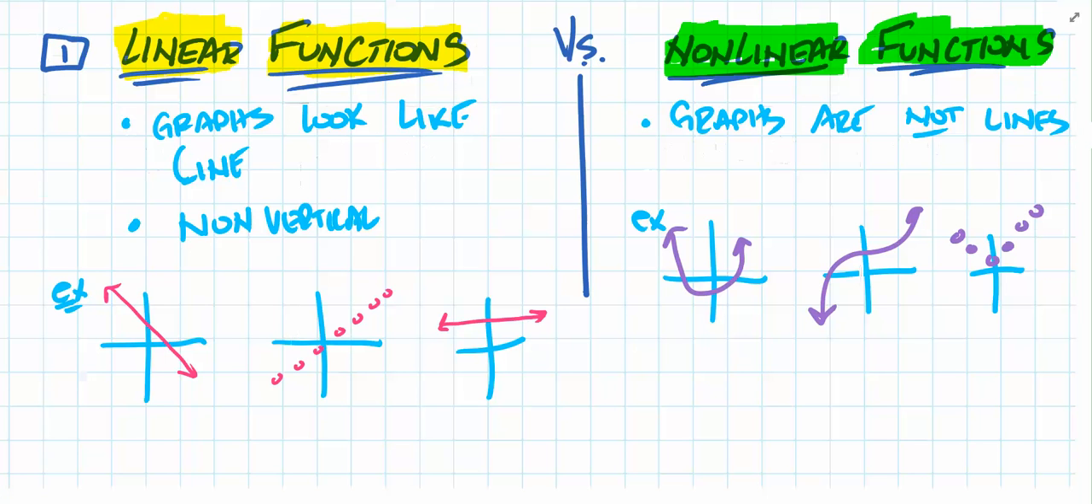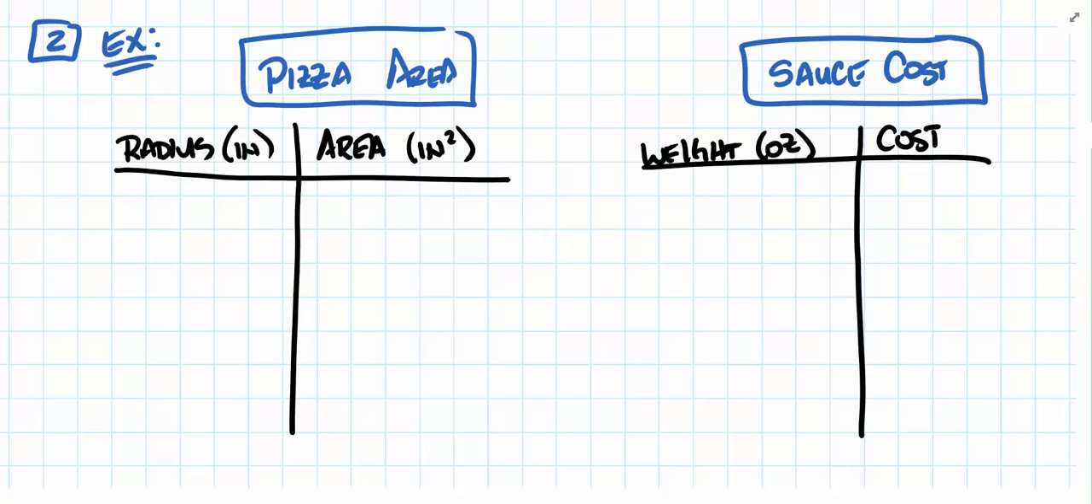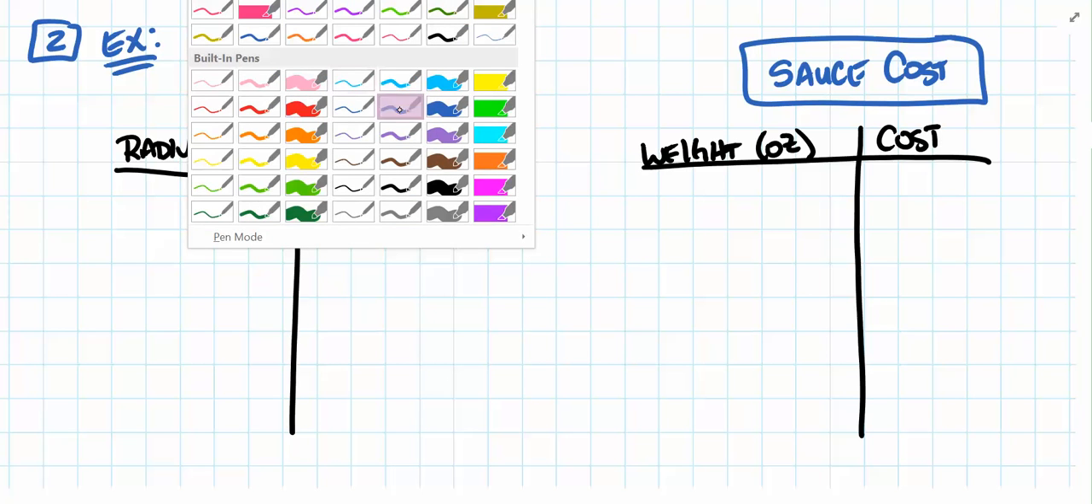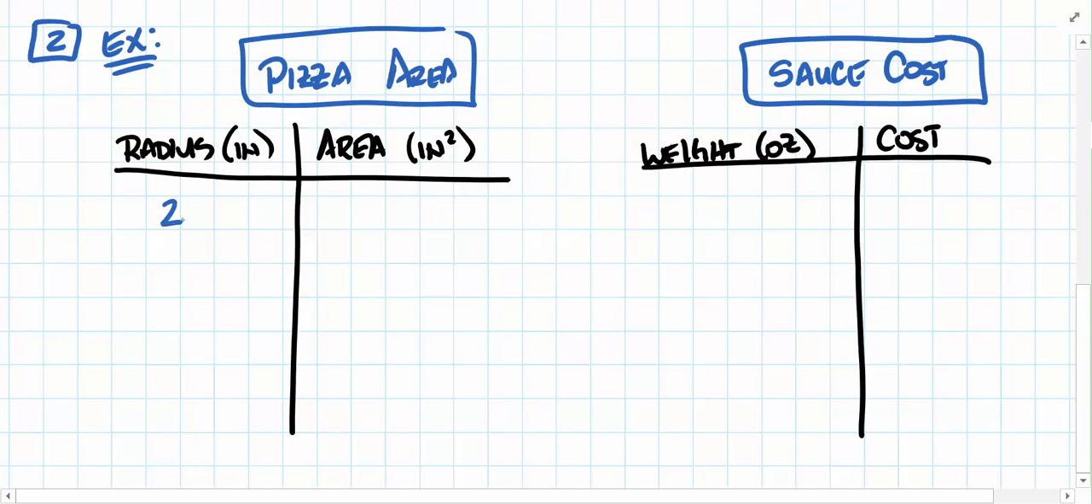Alright, we're going to compare two different things here. We're going to compare pizza area versus sauce cost. When we're talking about the pizza area, we're going to talk about the radius of the pizza versus the area, okay? So, I'm going to give you some data here. If you have a 2-inch radius pizza, then the area is 12.57 inches squared. We're talking about inches to inches squared.